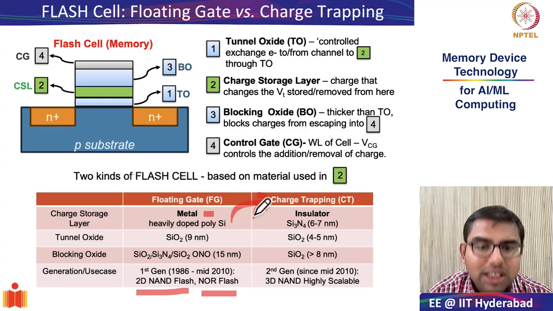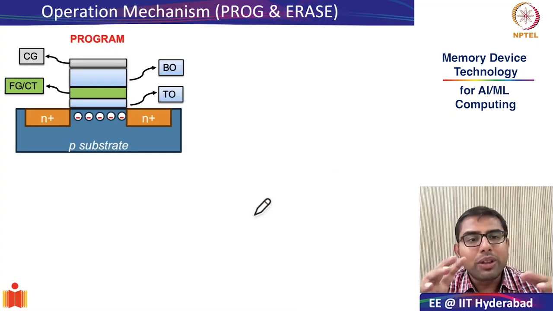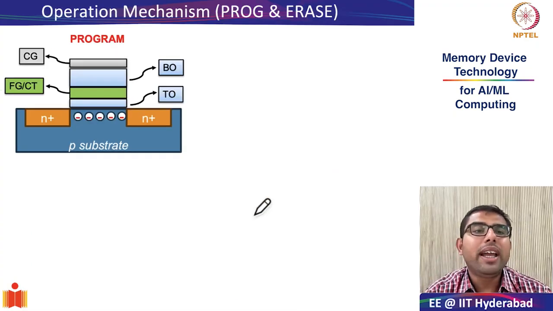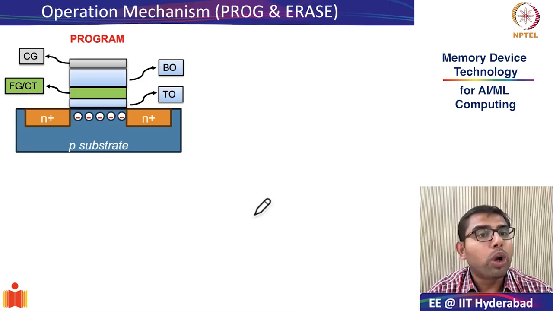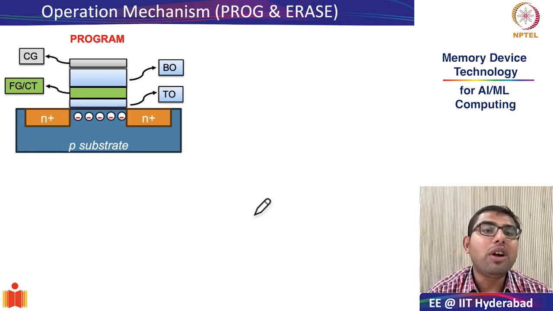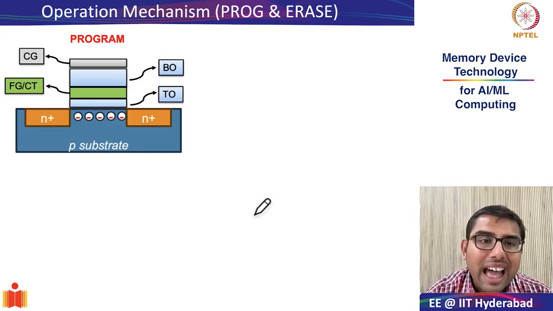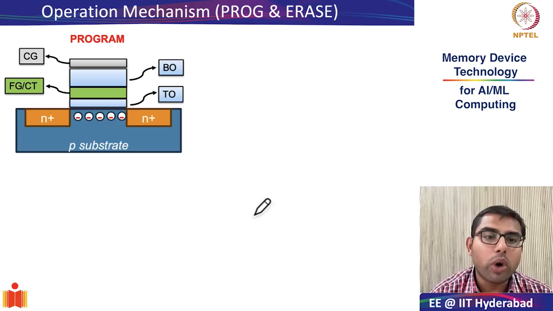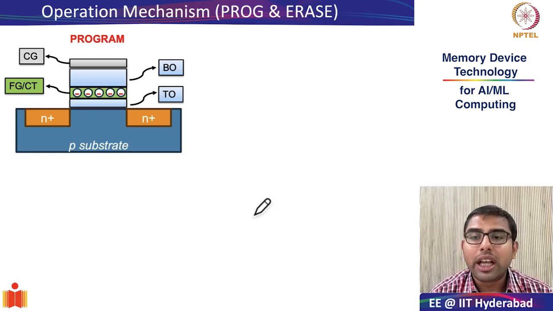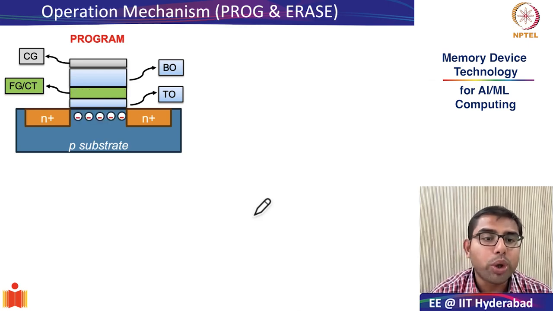Okay, so next what we will get into is, with this understanding, it will be enough to have a more qualitative feel for what are the different operation mechanisms that are happening in the flash cell. So the first important operation mechanism is called the program operation. So what happens in the program operation? As I will show you in this animation, in the program operation, let me show you again.